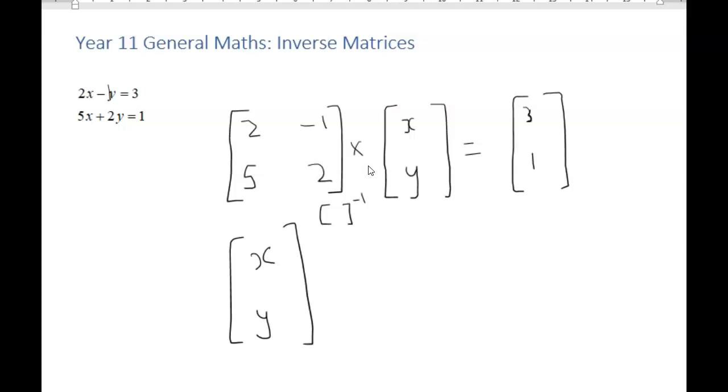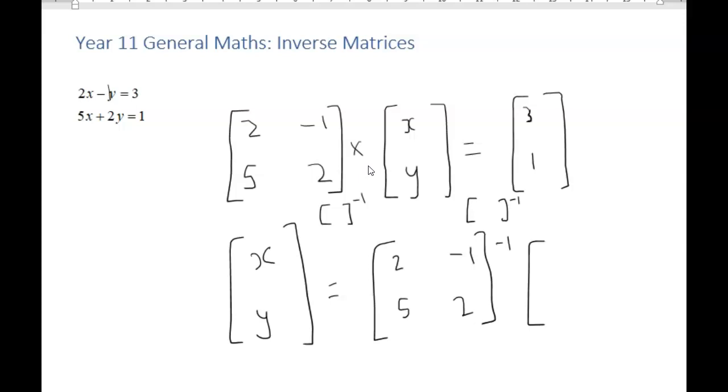And whatever we do to the left-hand side, we have to do to the right-hand side. Now, in this sort of multiplication, the order matters. Your inverse always goes first. So when you go to write your inverse on the right-hand side, we've got [2, -1; 5, 2] to the power of -1, and then [3; 1]. All right, so your inverse always has to go first. So we're solving for x, y.